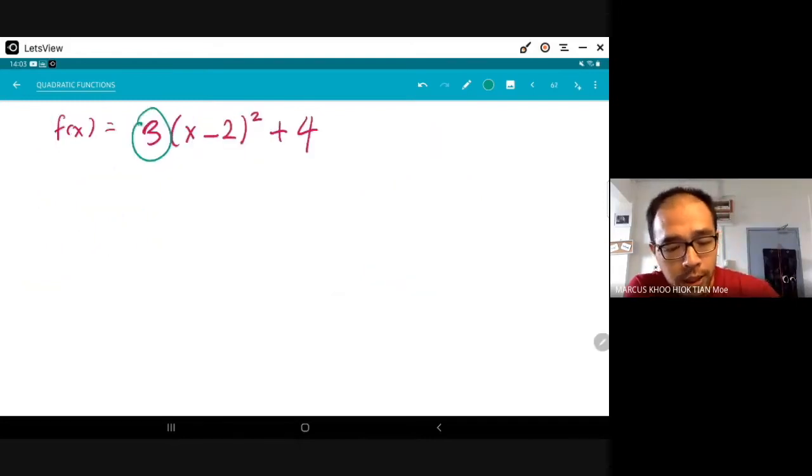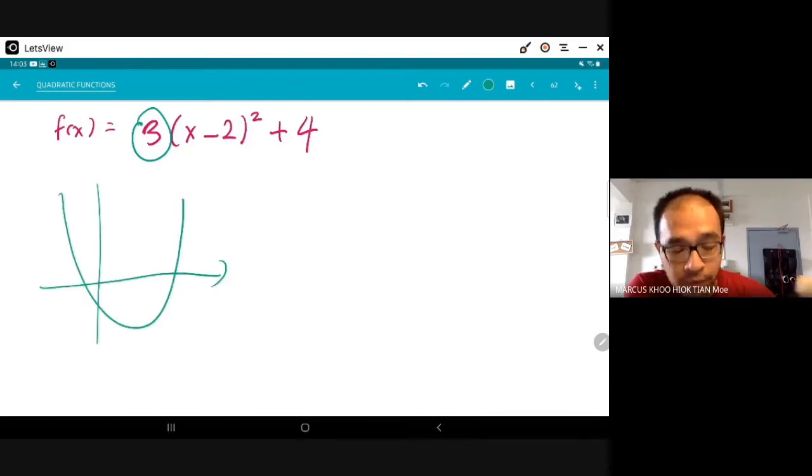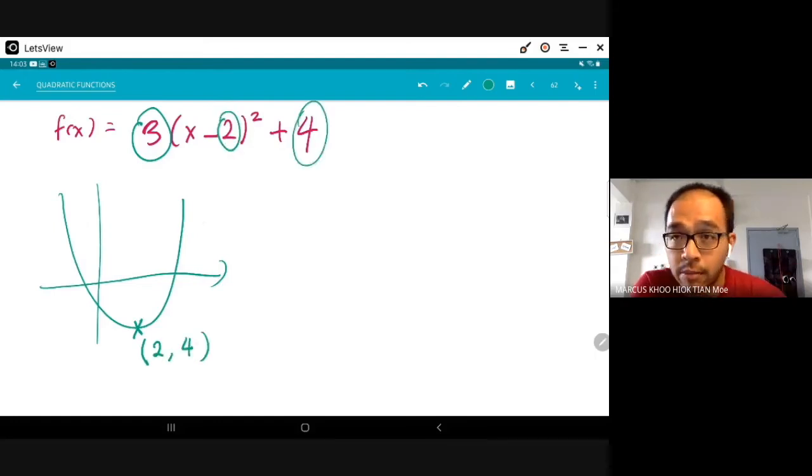So in this case, I know, oh, 3 is what? Positive or negative? It's positive. So I know that my graph is a minimum graph. And what is my minimum point? My minimum point over here, the coordinate is 2 and 4. I just take this number and I just take this number.